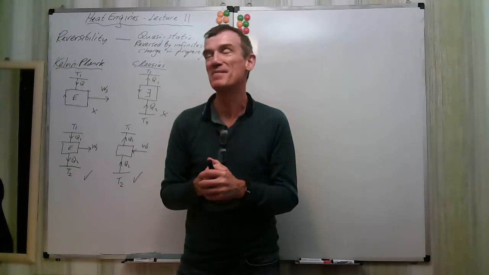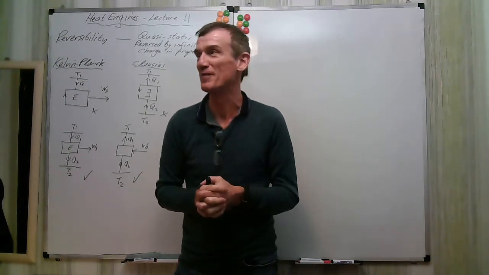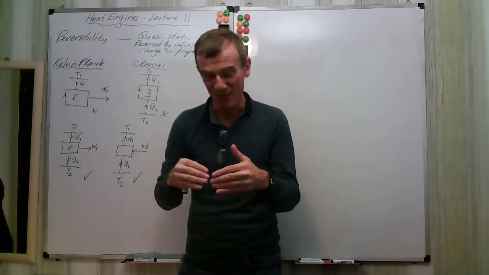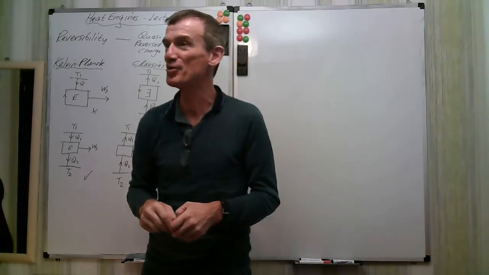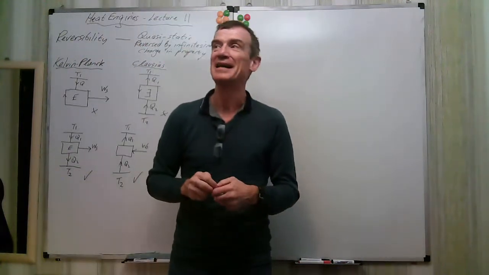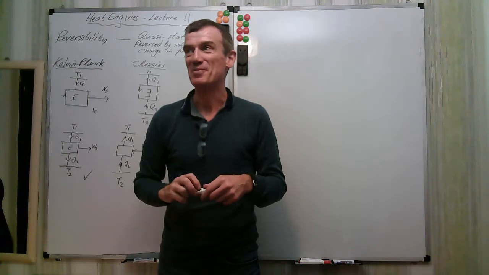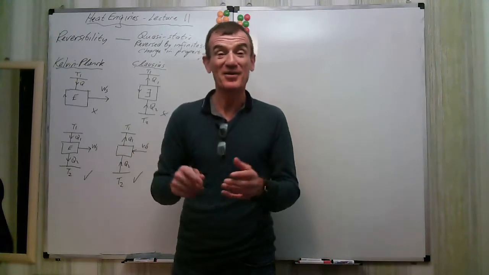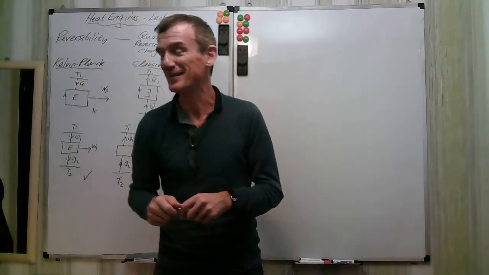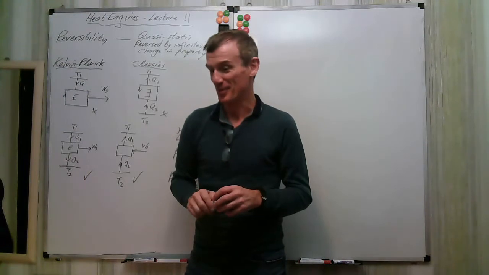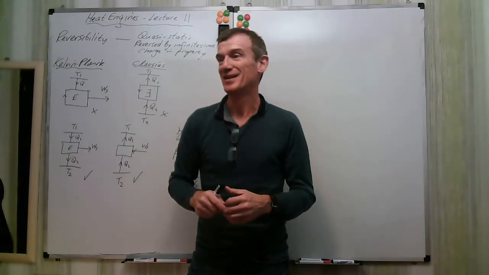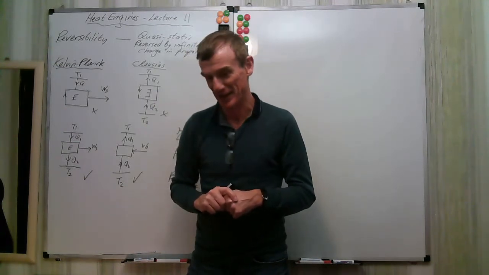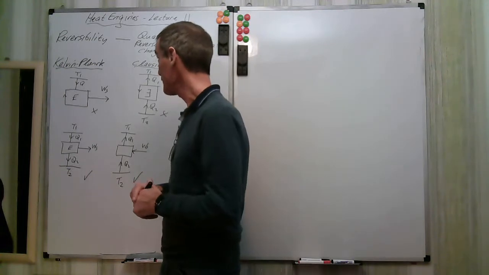So in practical terms, it makes these processes very, very slow indeed. We cannot do things very rapidly, because we get finite differences occurring in temperatures, in pressures, and so forth. And that would make it irreversible. We could also identify irreversible processes rather quickly. Anything with friction in it was irreversible, and anything with a gradient in it was also irreversible, such as a temperature gradient where heat was transferred across that gradient.